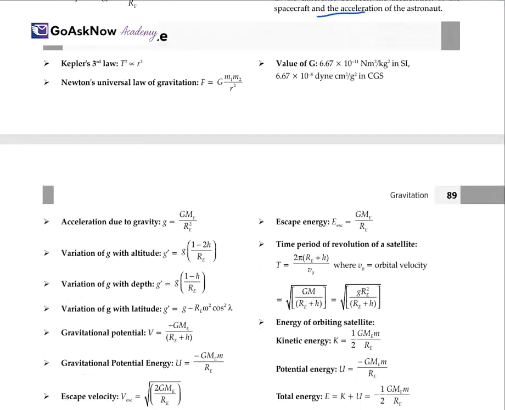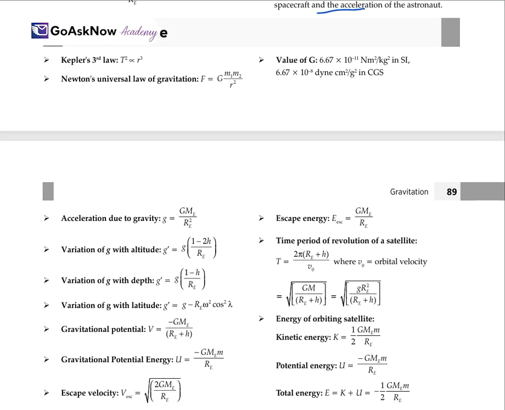We have studied the different terms, but for all these terms we have formulas as well, and these are the formulas from which we are going to calculate some numerical values. So it is very necessary and important to learn all these formulas by heart.